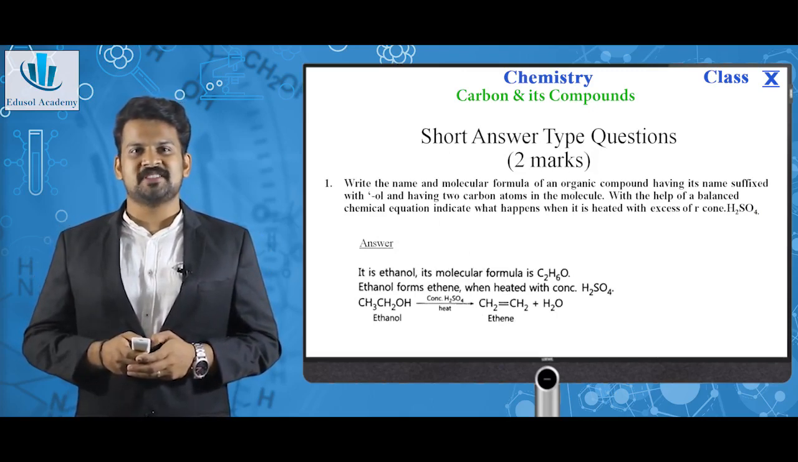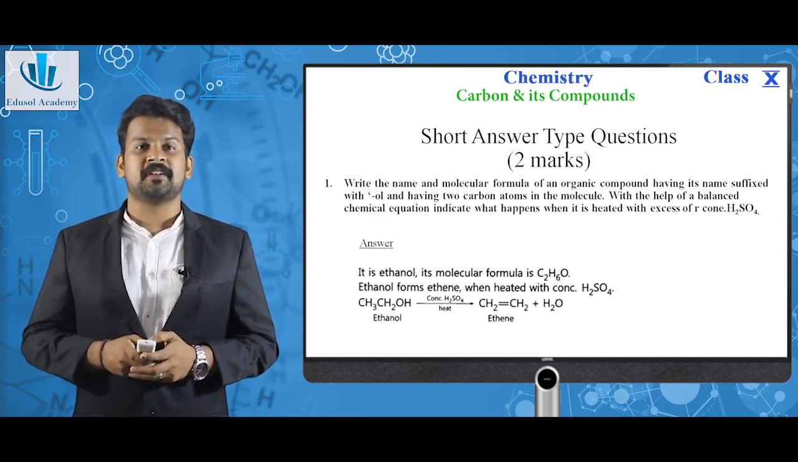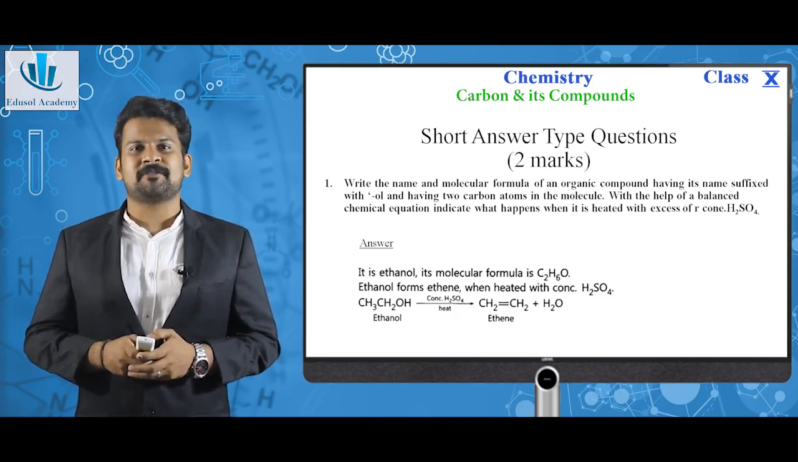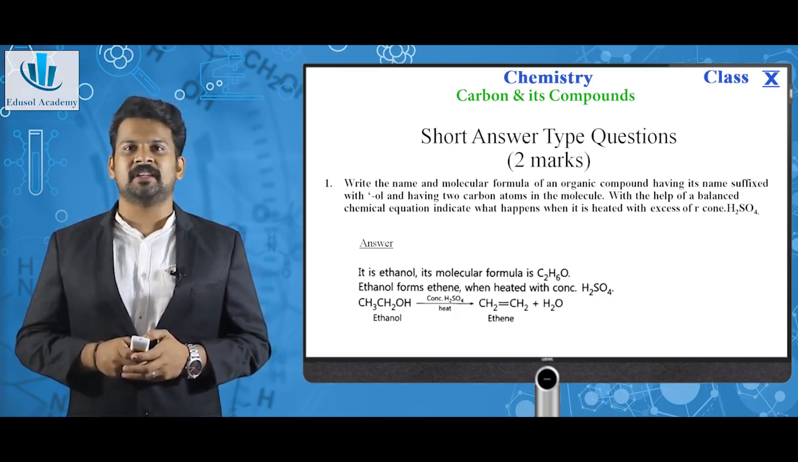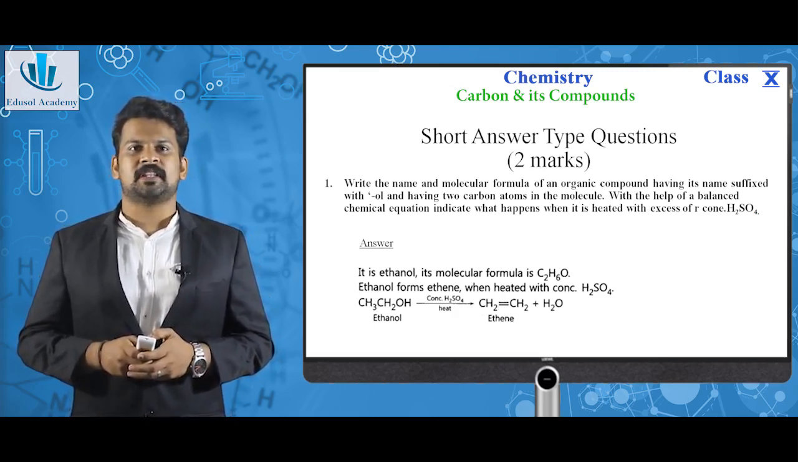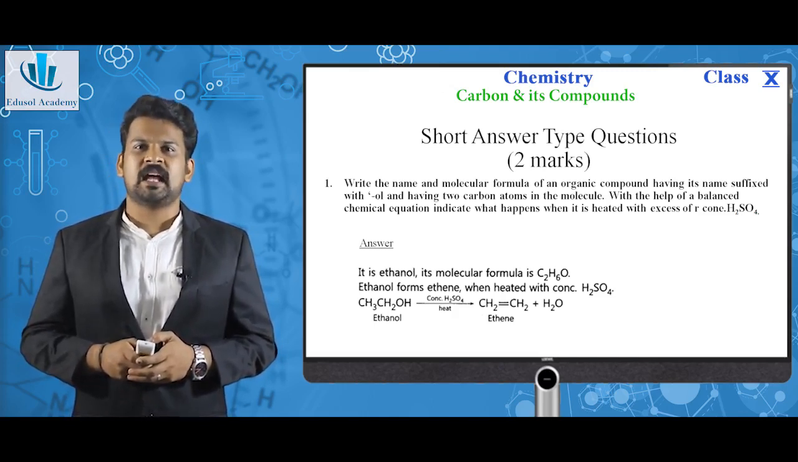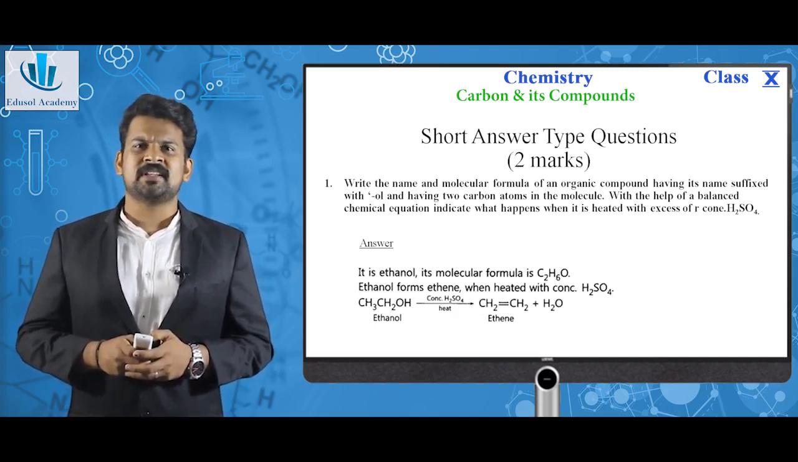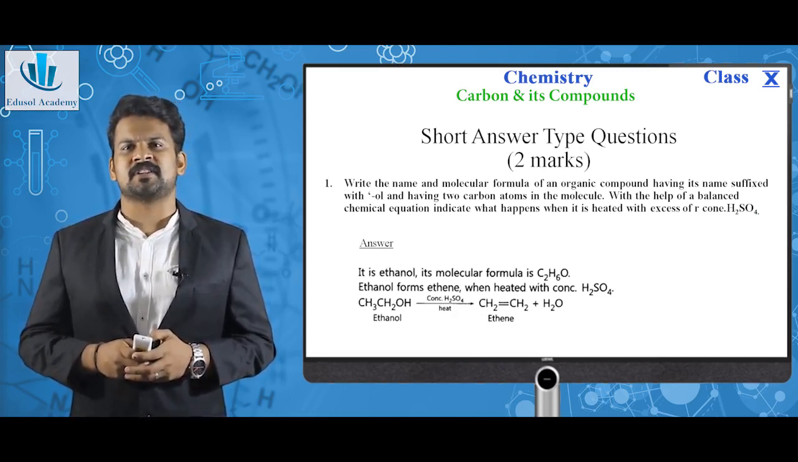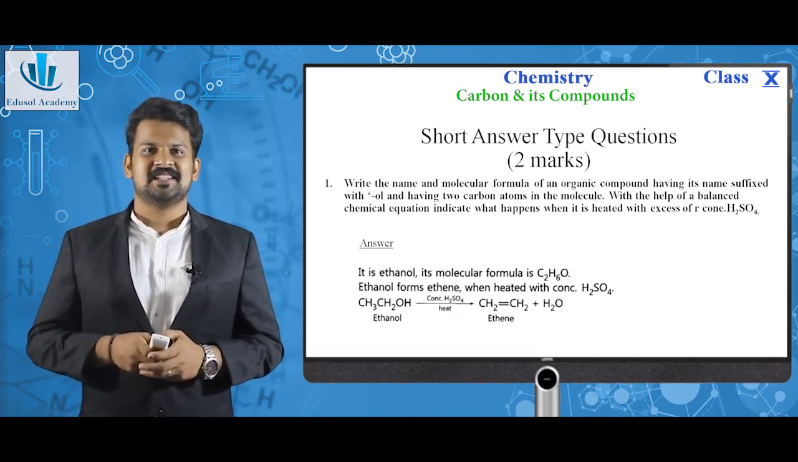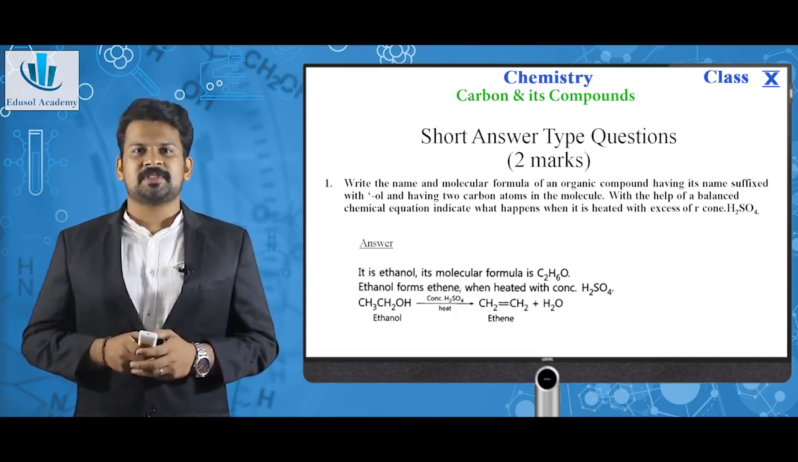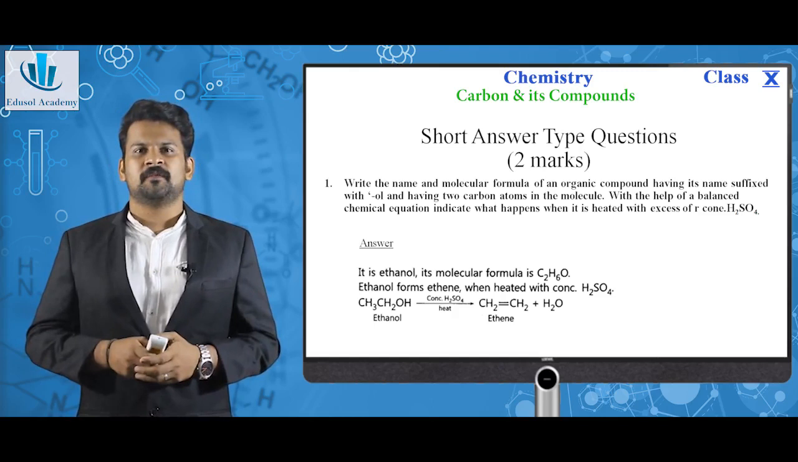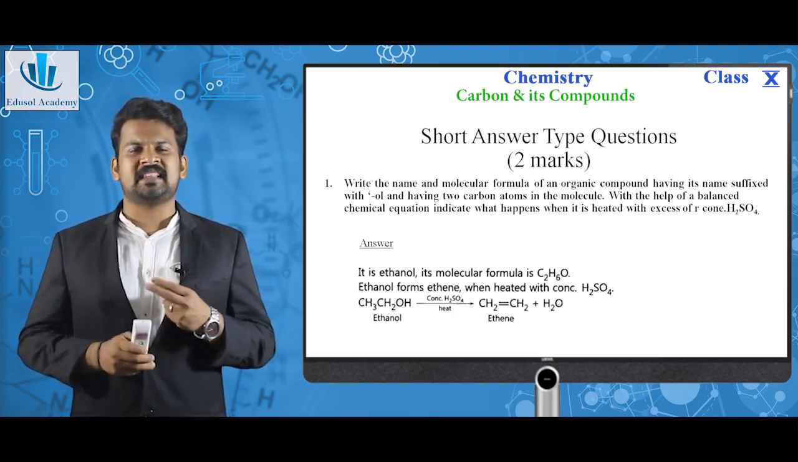Short answer type questions, 2 marks. First one. Write the name and molecular formula of an organic compound having its name suffixed with ol and having 2 carbon atoms in the molecule. With the help of a balanced chemical equation, indicate what happens when it is heated with excess of concentrated sulfuric acid. So, with 2 carbon atoms and having suffix ol, the word root is eth.